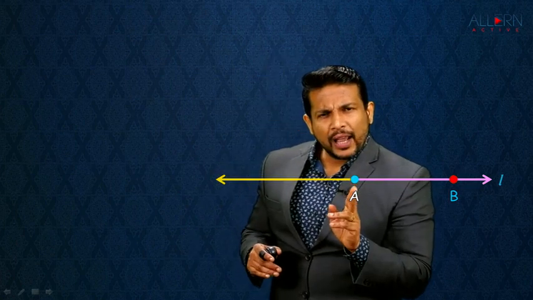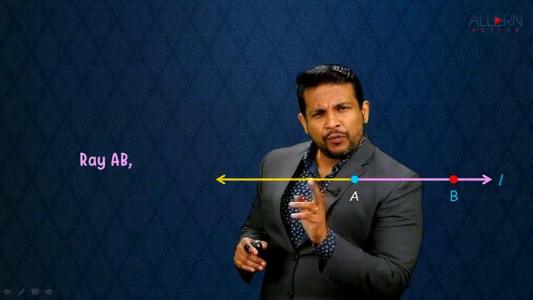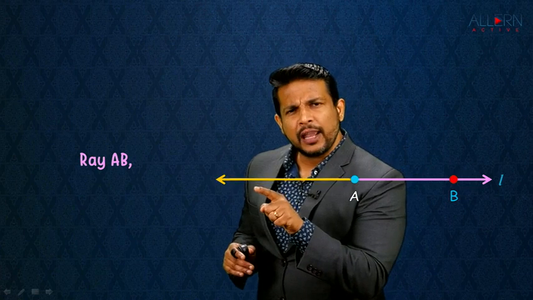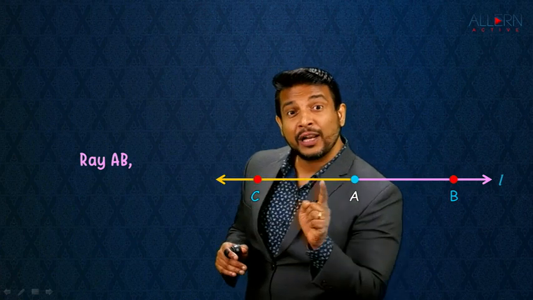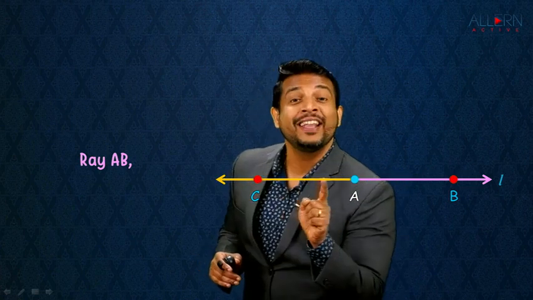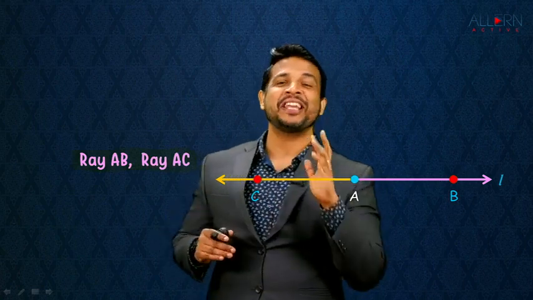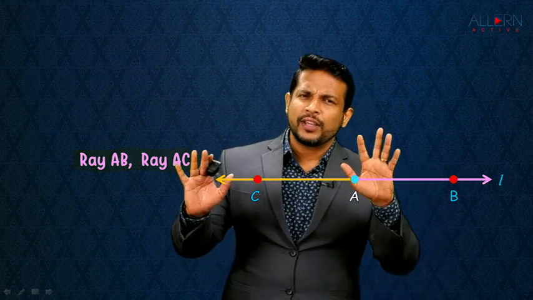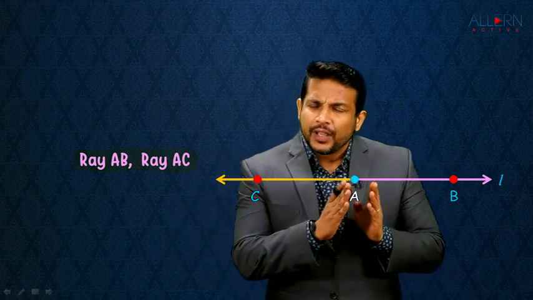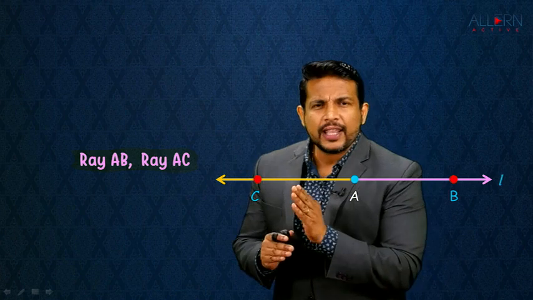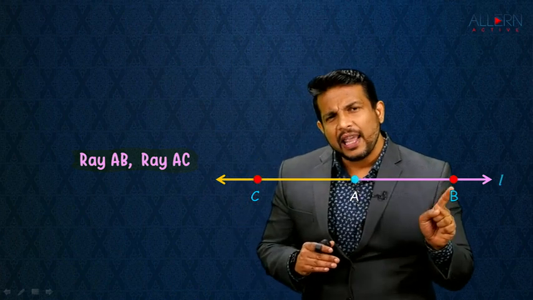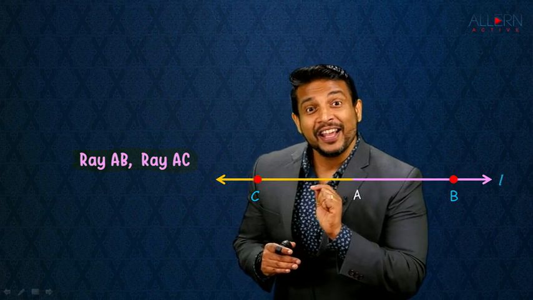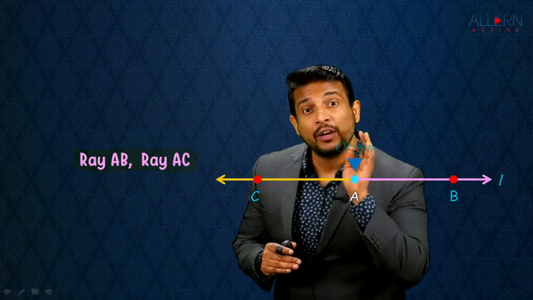Okay, now look here, I start from here and move infinitely in this direction. Is this a ray? Yes. Let's name it. Let's take a point here, C. So what's the name of this ray? Ray CA? No, it's ray AC, because you always name it starting with the origin. Now look here, there's something very interesting which you're going to learn. We have a ray AB, we have a ray AC. Ray AB, what is the origin? A. For ray AC, what's the origin? A. That means both rays have a common origin.